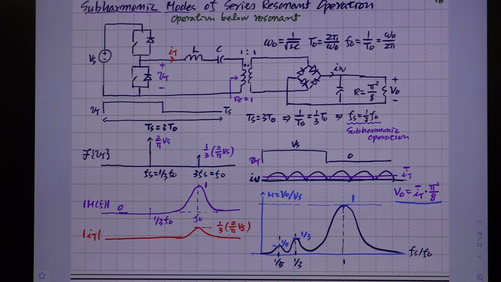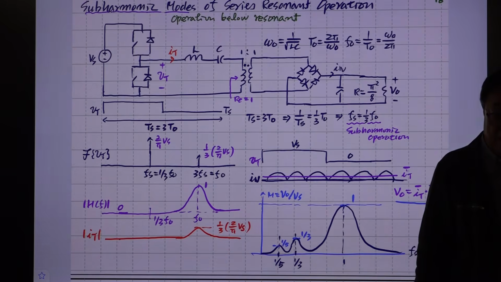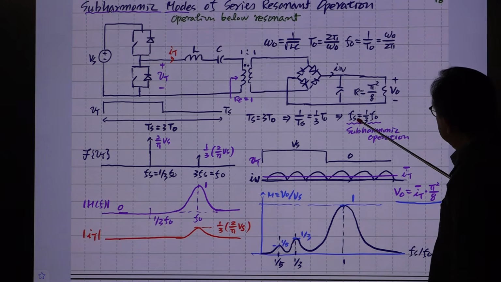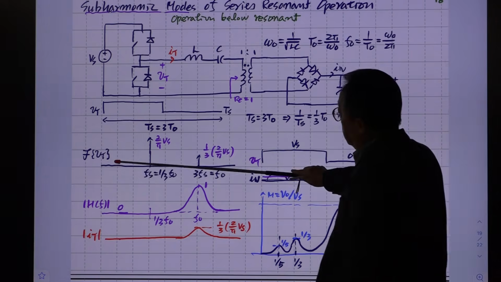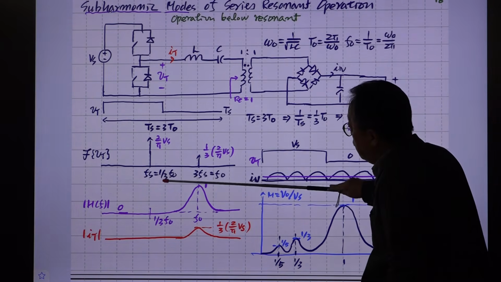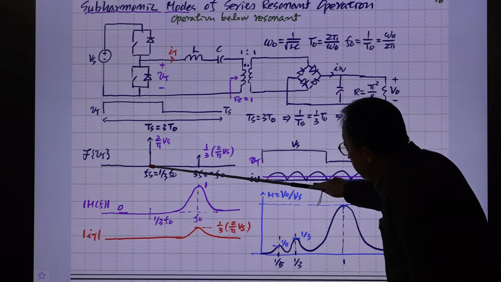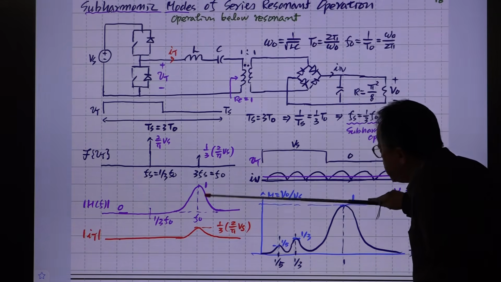The book said that this subharmonic oscillation is desirable for some cases. I don't understand exactly, but in some cases, people prefer to operate with the switching frequency at 1/3 of the resonant frequency. So I plotted that situation. This is the switching frequency, which is 1/3 of the resonant frequency. The switching frequency is here, and the resonant frequency is here. The resonant tank responds like this.